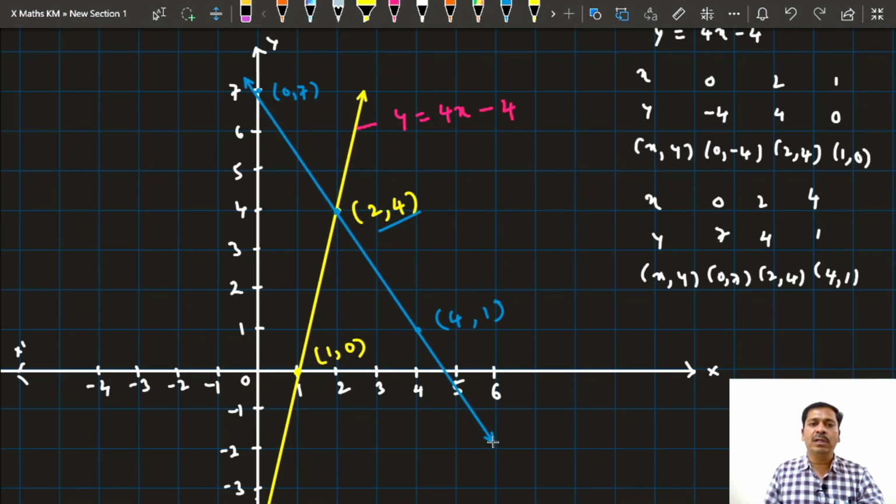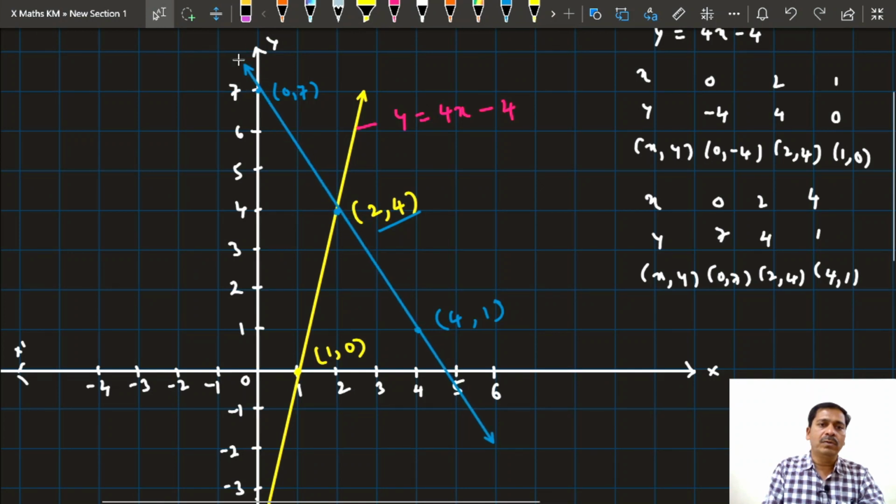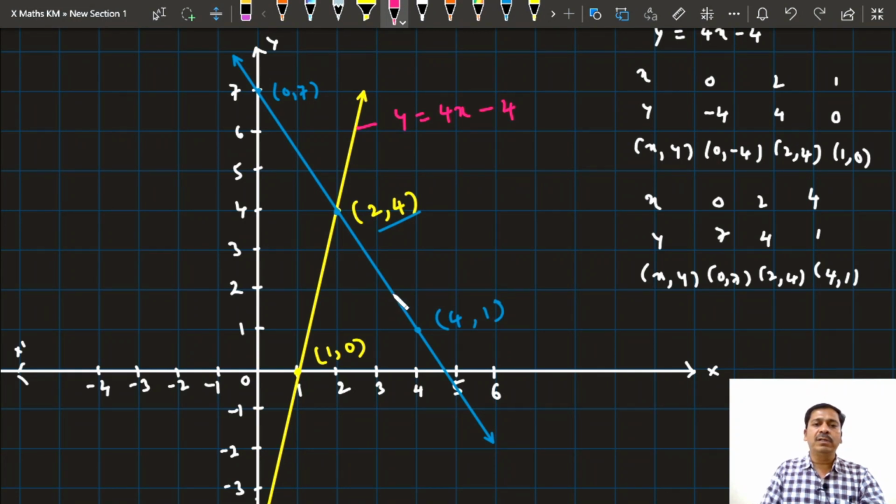So this is the graph of the second one. Please concentrate, this one is the graph of the second equation, which is 3x plus 2y is equal to 14. This is 3x plus 2y is equal to 14. Now the solution we need.